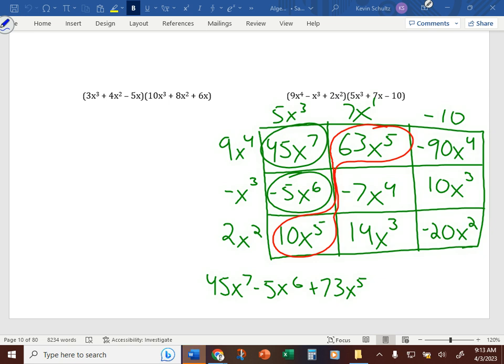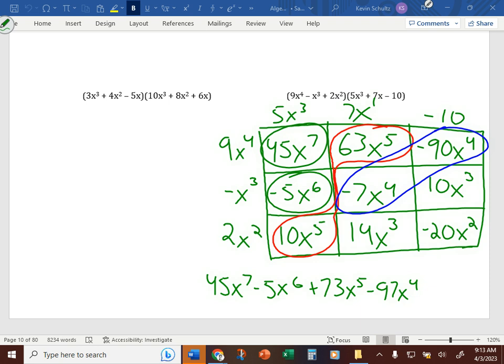X to the fourth. How many x to the fourth terms do we have? 2 of them. These are diagonal. That's nice. How many x to the fourths do we have in all? Andrea? Negative 97. So minus 97x to the fourth.